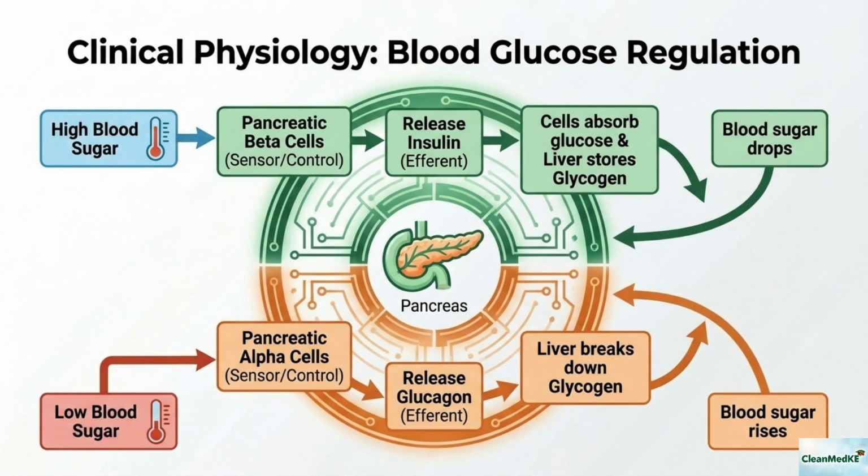Another vital negative feedback loop is blood glucose regulation. When blood sugar is high, pancreatic beta cells act as the sensor and control center, releasing insulin to tell cells to absorb glucose and the liver to store it as glycogen. If blood sugar is low, pancreatic alpha cells release glucagon, signaling the liver to break down stored glycogen to raise blood sugar back to normal.